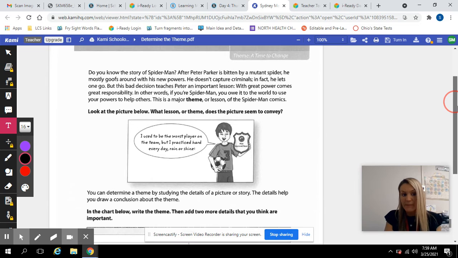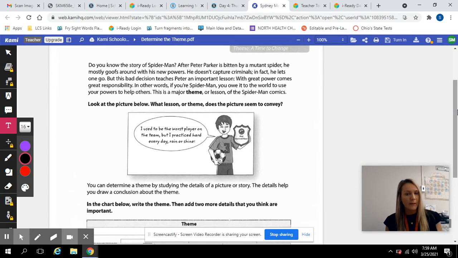So determining theme. Do you know the story of Spider-Man? After Peter Parker is bitten by a mutant spider, he mostly goofs around with his new powers. He doesn't capture criminals. In fact, he lets one go. But this bad decision teaches Peter an important lesson. With great power comes great responsibility. In other words, if you're Spider-Man, you owe it to the world to use your powers to help others. This is a major theme or lesson of the Spider-Man comics.